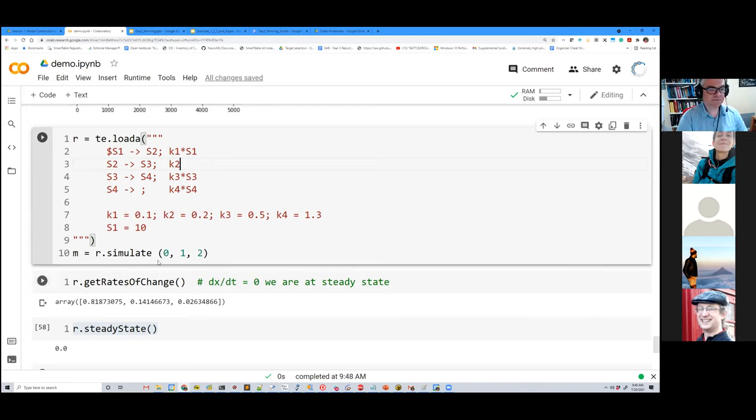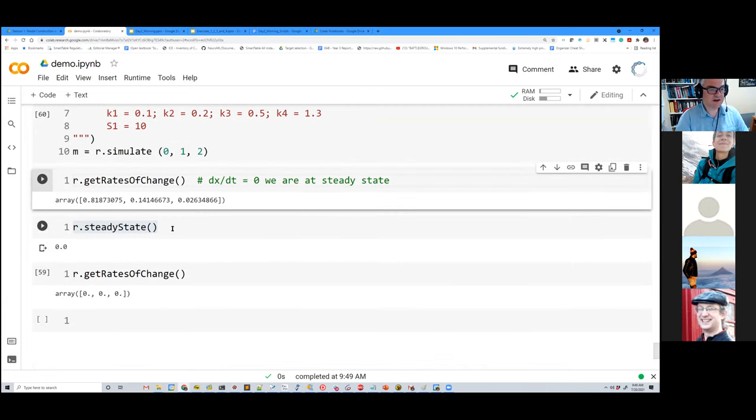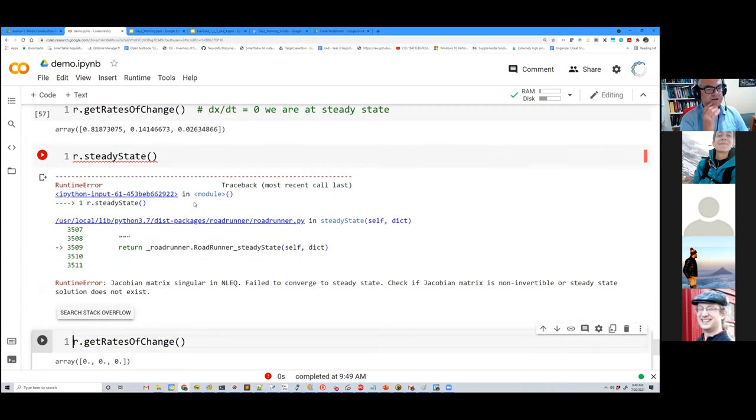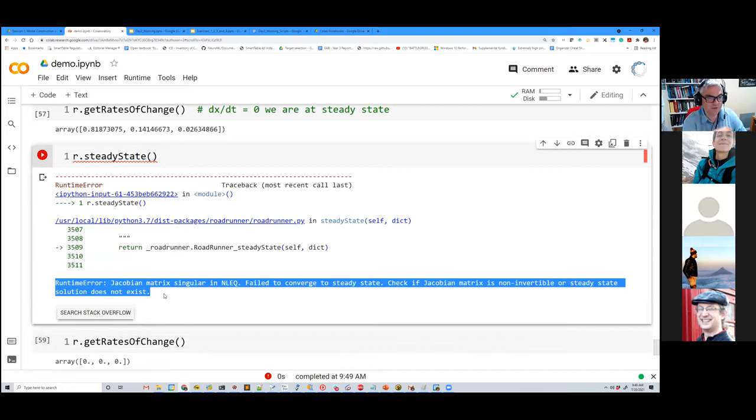I think I did it. Can't remember now. But anyway, let's run this one. And if I ask for the steady state, it'll actually come back with an error. That's because this system has no steady state. Again, you'll get this scary looking message, Jacobian matrix singular. It's basically telling you, I could not find any steady state in this model.